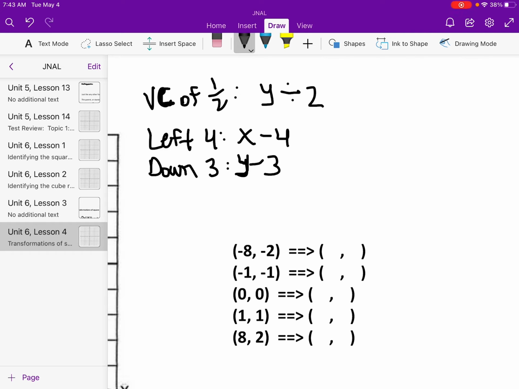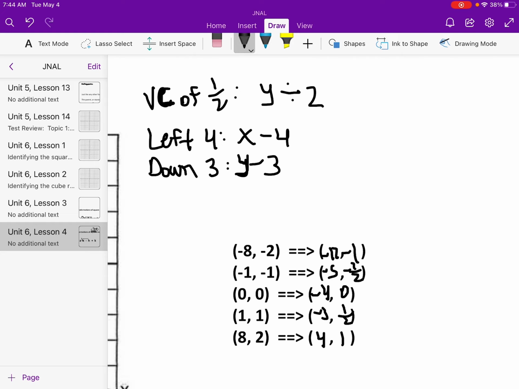So let's start by dividing the y's by 2. Negative 2 divided by 2 is negative 1. Negative 1 divided by 2 is negative 1/2. 0 divided by 2 is 0. 1 divided by 2 is 1/2. And 2 divided by 2 is 1. Now x minus 4: negative 8 minus 4 is negative 12. Negative 1 minus 4 is negative 5. 0 minus 4 is negative 4. 1 minus 4 is negative 3. And 8 minus 4 is 4.